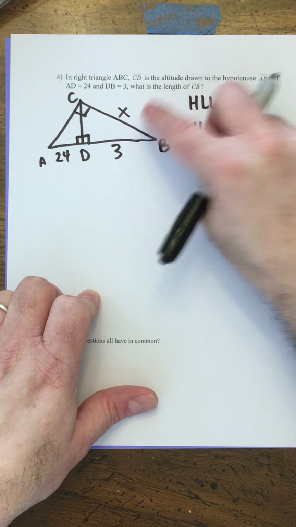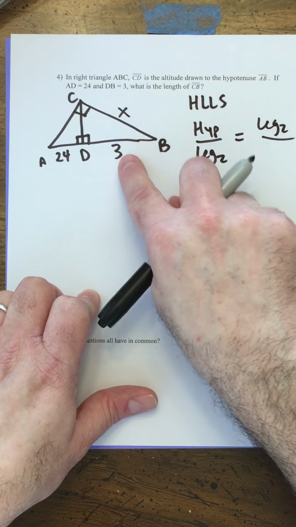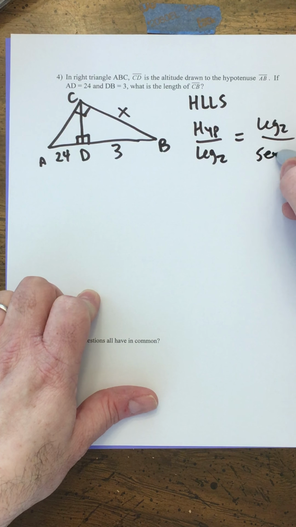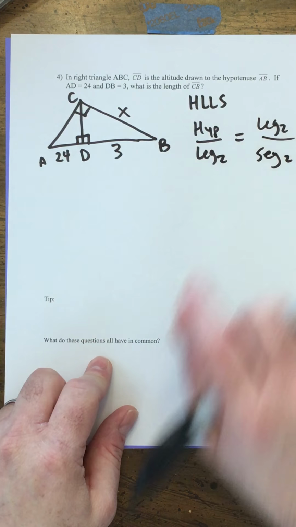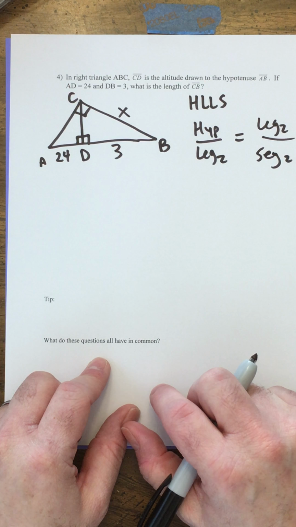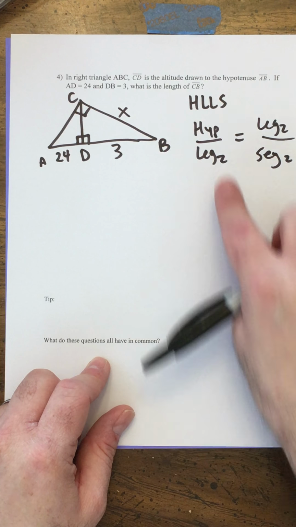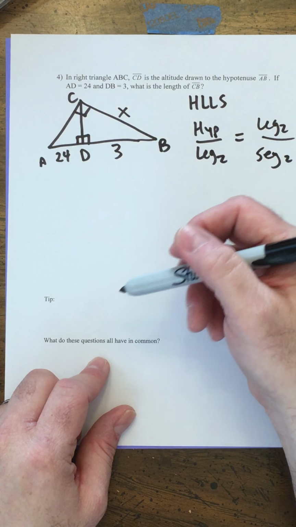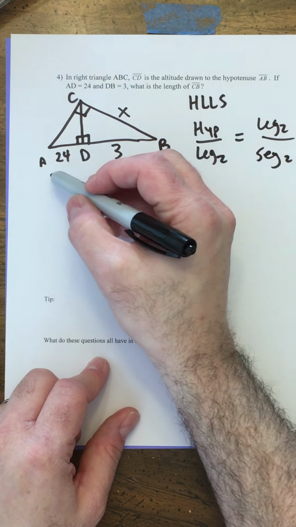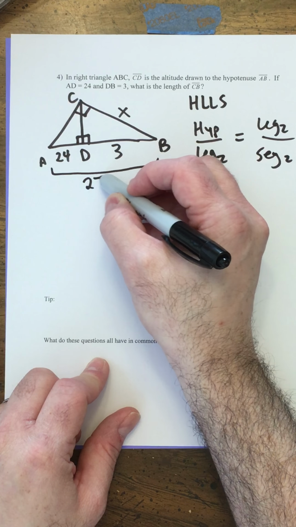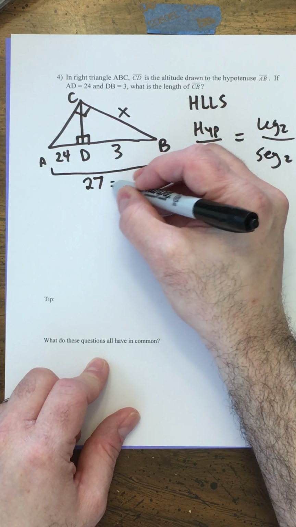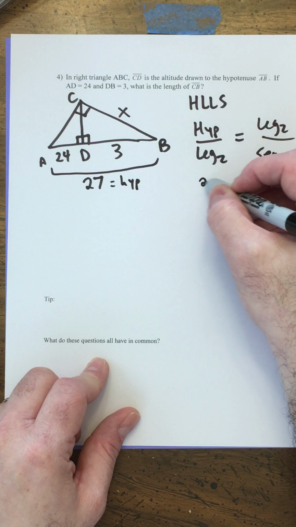We always use the same leg twice. And then it has to be this segment that we're using. It has to be the segment on the same side of the triangle. So that's going to be the proportion you're going to set up. Now, your hypotenuse, what is it? As we said before on a previous problem, if you need to, you must add that together. So your hypotenuse is going to be 27. So you're going to get 27.